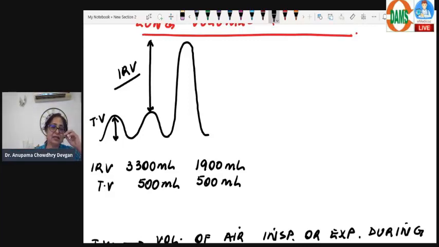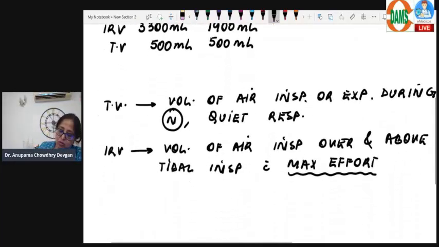Yes. This is your tidal volume. And what is tidal volume? Volume of air inspired or expired during a normal tidal inspiration, right? And IRV over and above a tidal inspiration with maximum effort. Then next, let's go on to what is ERV. What is ERV? Expiratory reserve volume.